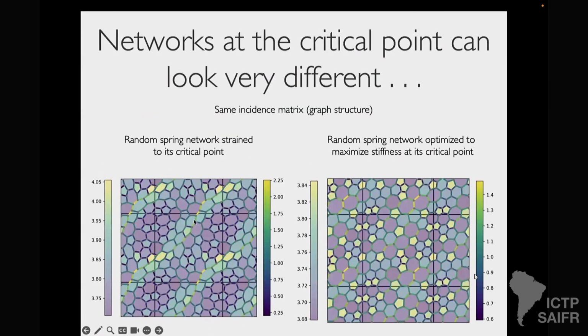And so here are two examples of random networks at the critical point. This is a picture on the left of a random network that has just been strained to its critical point. So it's one of these floppy networks that you just strain until it hits the critical point and becomes rigid. That's on the left. This one on the right is one that we've optimized instead, so it maximizes its stiffness at the critical point. It's right at the edge of rigidity, and it's the one that would be most stiff if you pulled it further. You can see it looks quite different in structure to this one.